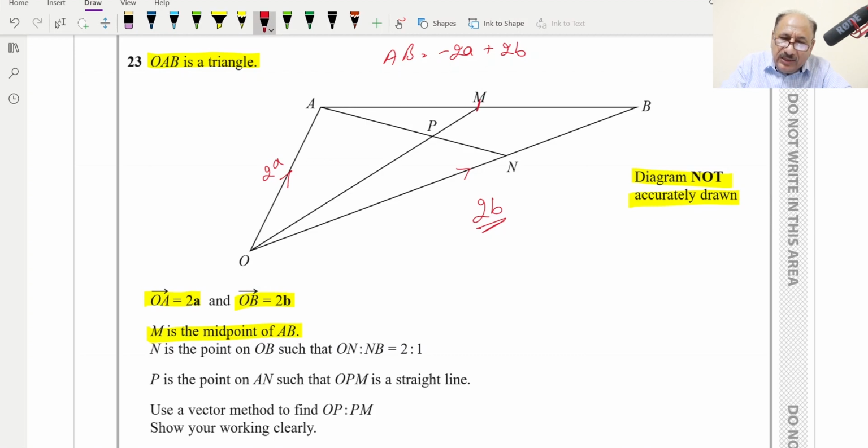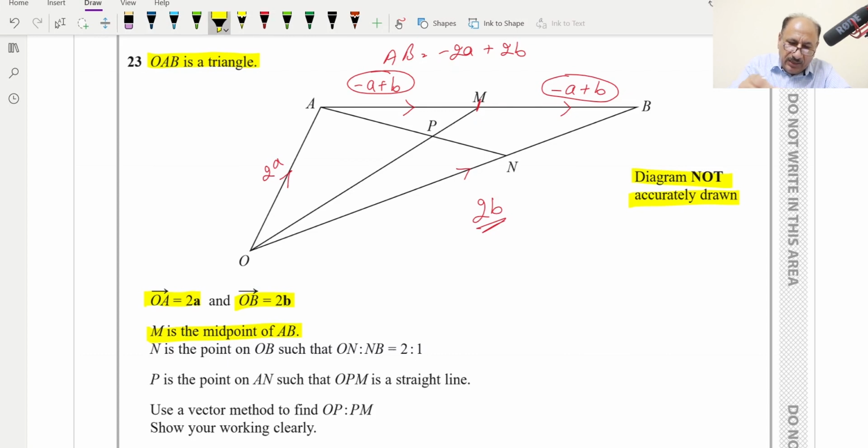This will be AM. AM will be what? AM will be AB by 2. So it will be minus A plus B, and this MB will be minus A plus B. So we have written separately also this one and this one. This will be helpful in solving the question.